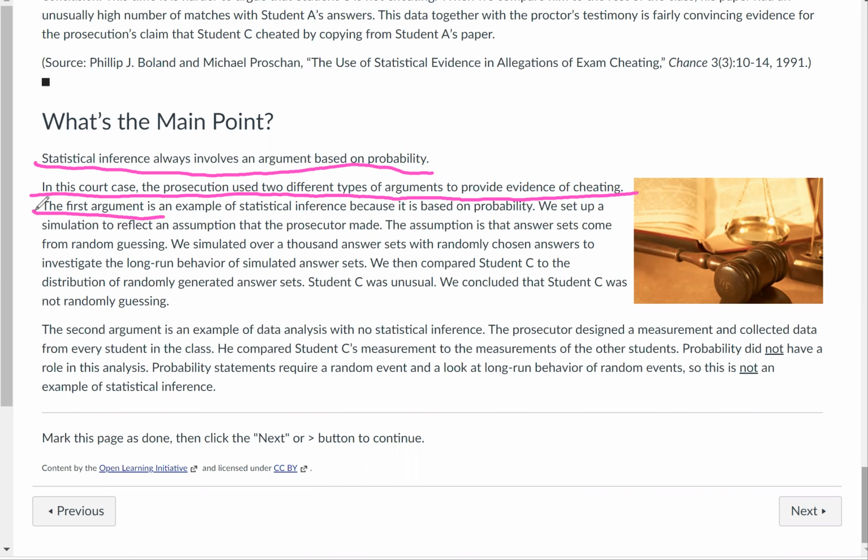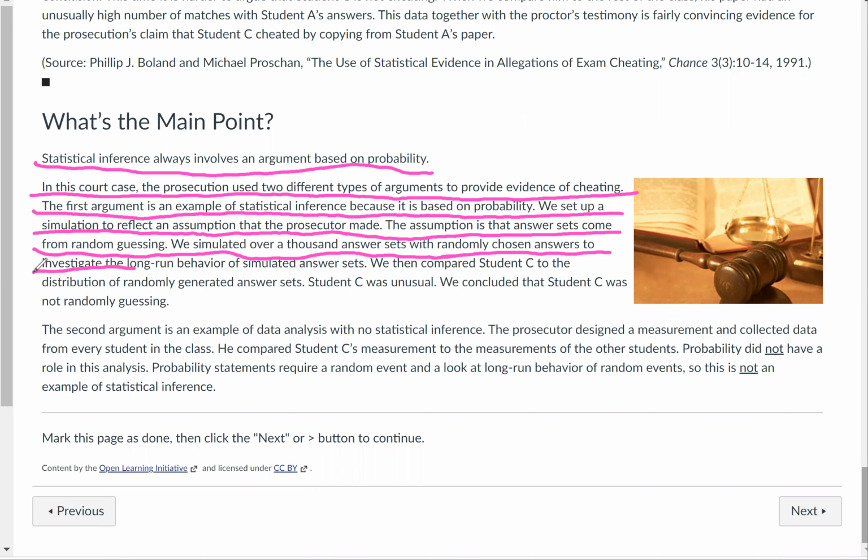The first argument is an example of statistical inference because it's based on probability. We set up a simulation to reflect an assumption that the prosecutor made. The assumption is that answer sets come from random guessing. We simulated over 1,000 answer sets with randomly chosen answers to investigate the long-run behavior of simulated answer sets. We then compared student C to the distribution of randomly generated answer sets. Student C was unusual. We concluded that student C was not randomly guessing.